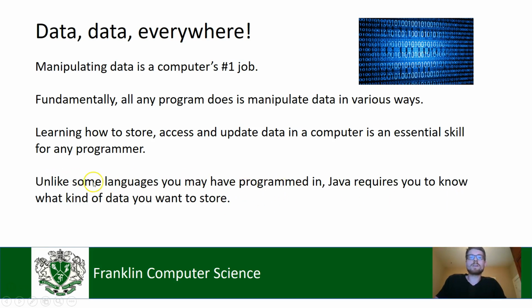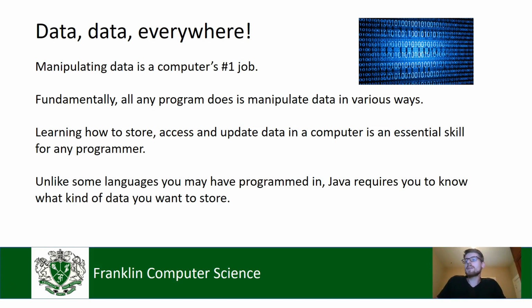And a last little caveat: unlike some languages you may have programmed, like JavaScript or Python, where when you're going to store data, when you're going to set some information aside, you're just saying, I'm going to make a variable. In Java, you actually have to specify the kind of information that you're going to store, and that's true for C and for other languages.